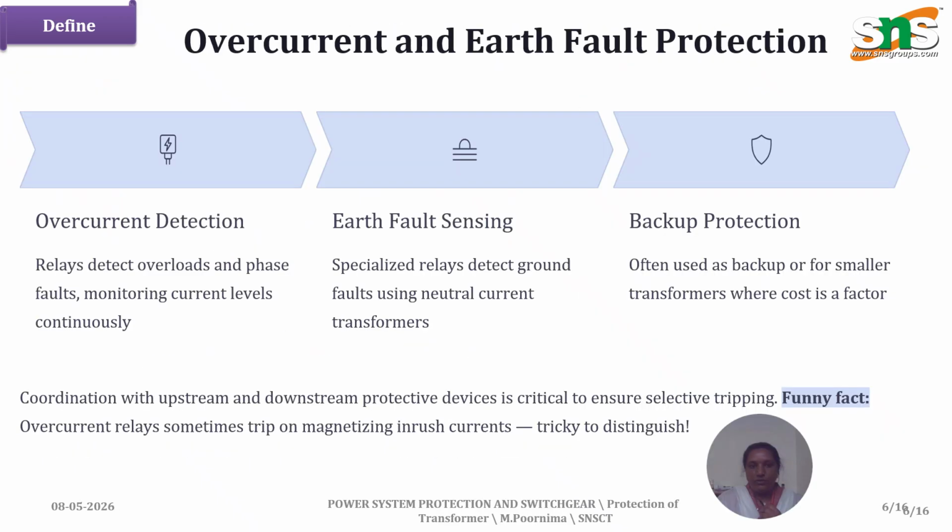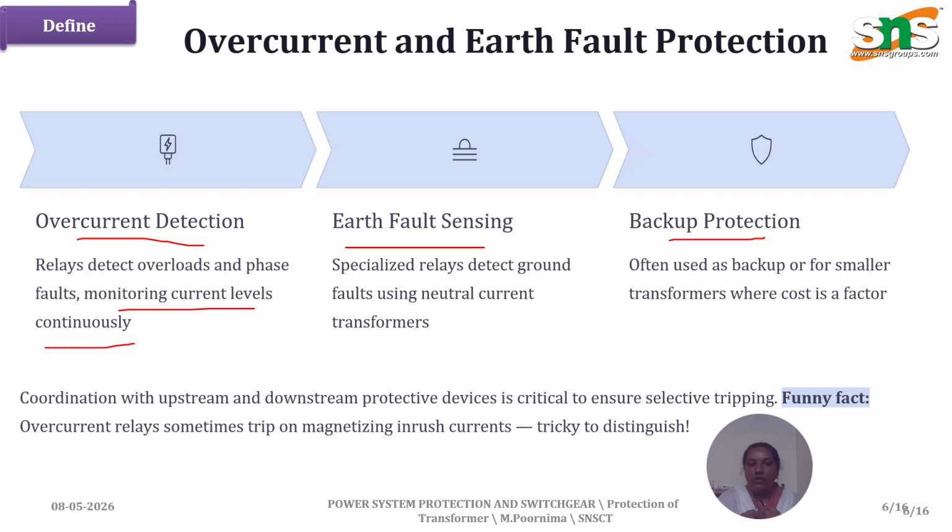These types of relay, 87T relay, are differential protection. Here comes the overcurrent and earth fault protections. Here we have overcurrent detection, earth fault sensing, and backup. For overcurrent, the relay detects overload and phase faults, monitoring the current level continuously to avoid overcurrent.